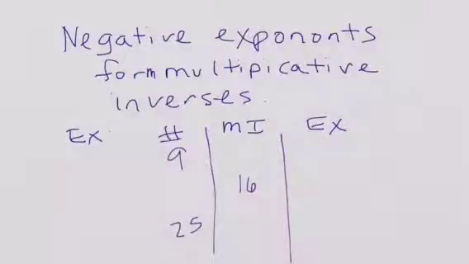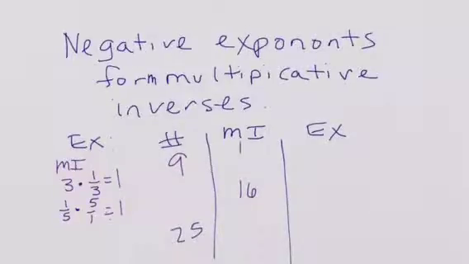All right, so let's look at negative exponents forming multiplicative inverses. I want to just do a multiplicative inverse review over here for you. If I have 3, its multiplicative inverse is 1/3, and when I multiply them together, I get 1. If I have 1/5, its multiplicative inverse is 5/1. When I multiply them together, I get 1. So if I need to figure out what my multiplicative inverse is, I just ask, what do I have to multiply to get 1? So let's start with 9. The multiplicative inverse would be 1/9.